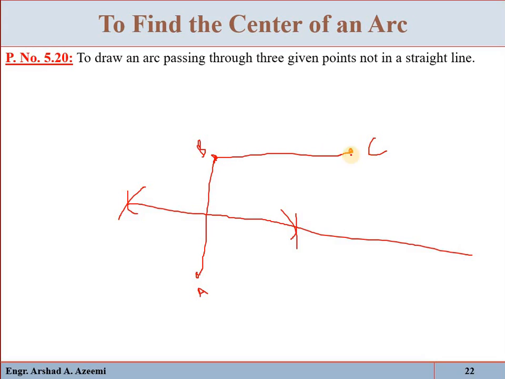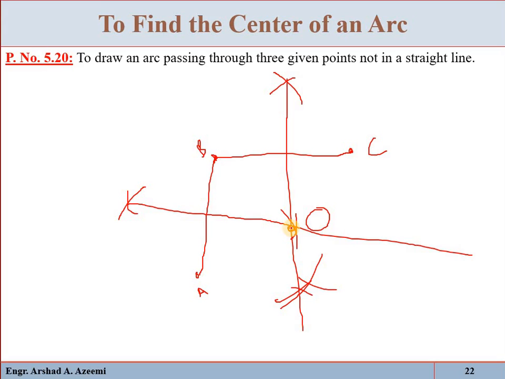Similarly, draw the perpendicular bisector of BC. So open a compass greater than half of BC, and with center B, mark here an arc and mark here an arc, and with the same radius and center C, mark here an arc and mark here an arc. Now join these two. So see, that will be the perpendicular bisector of BC. So these two perpendicular bisectors will intersect each other at this point O.